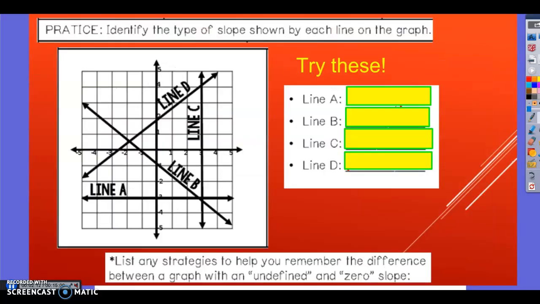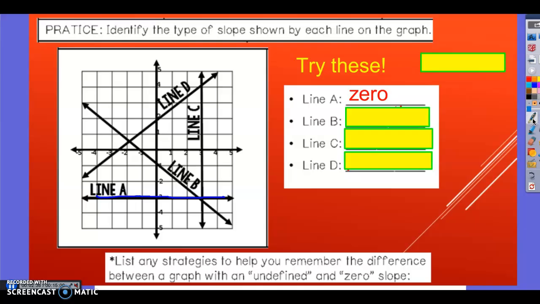So let's practice that. Looking at each of these lines, let's determine if our slopes are positive, negative, zero, or undefined. So to get started, looking at line A. Line A is a horizontal line. Think about Slope Dude. What would he be saying? He would be saying that this is zero fun.